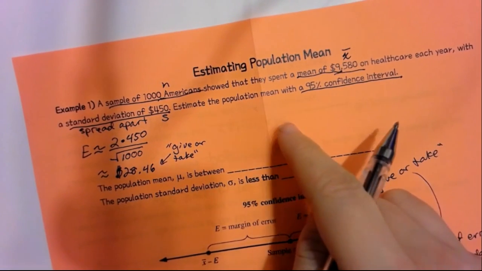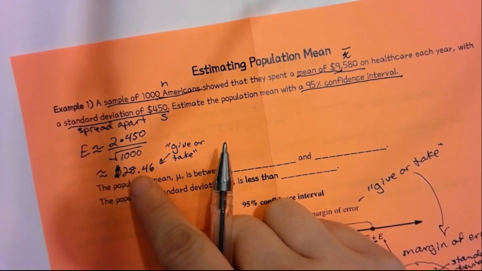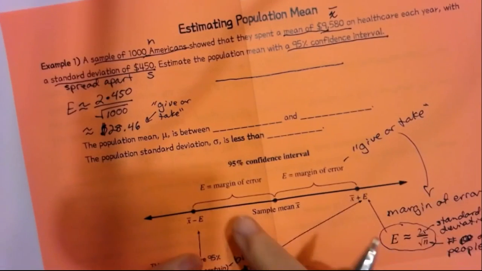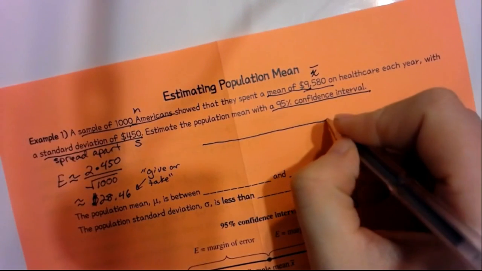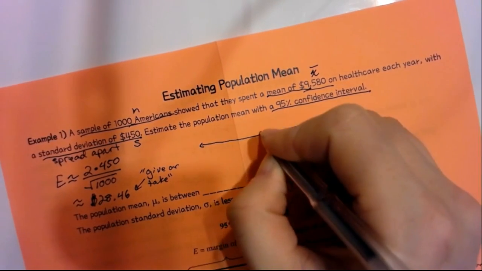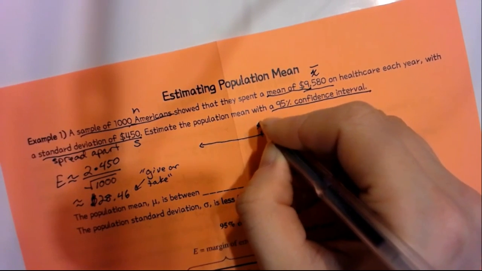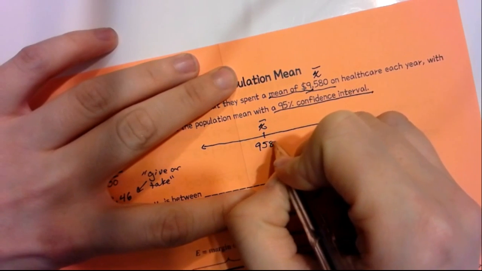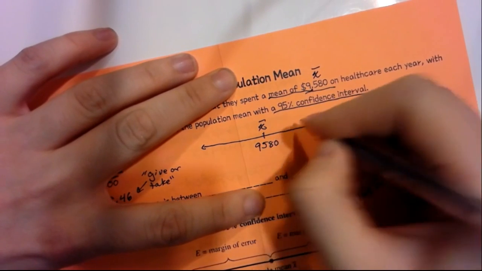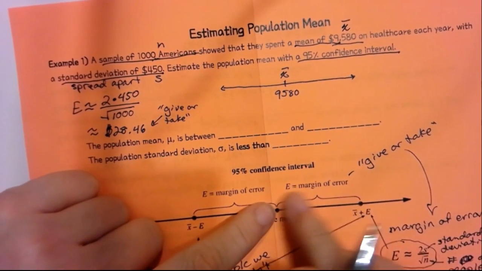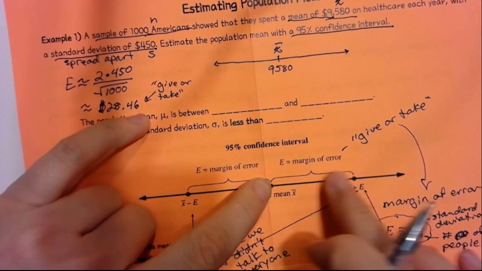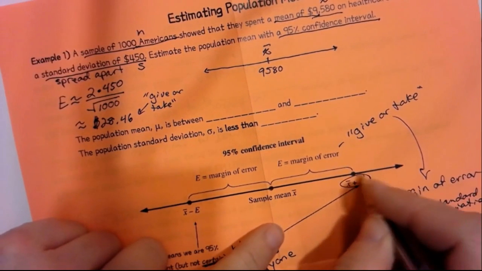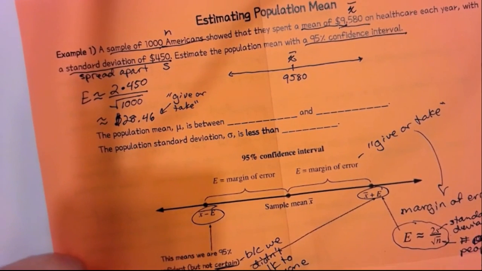So we're going to find the mean now, give or take, about $28.46. I'm just drawing a little mini version of this. Here's your mean in the middle, which was 9,580. And here we're going to be adding our give or take value, so adding the margin of error, and then subtracting the margin of error. So we're doing this basically, right there.